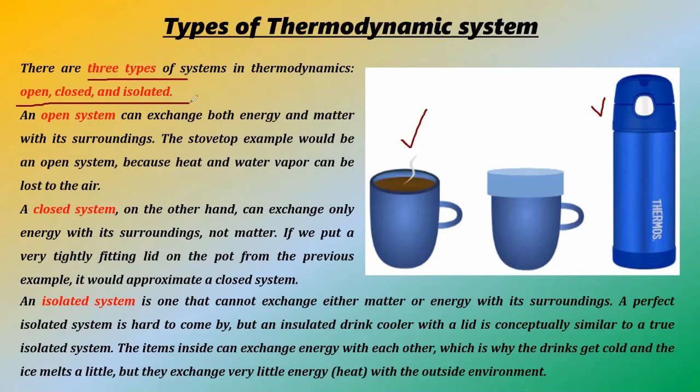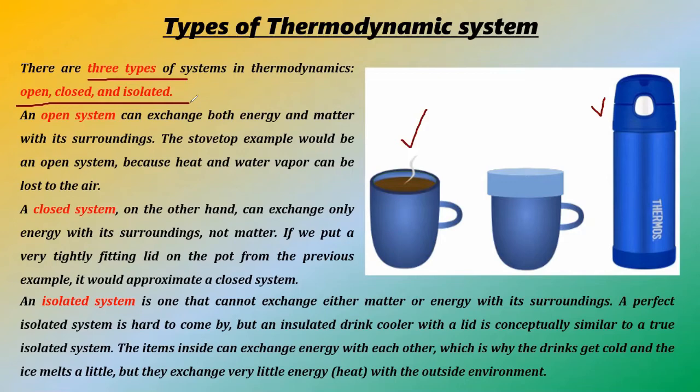Now if we discuss the closed system, then we'll see that the tea is covered with a lid, right? So now no more water vapor is allowed to escape. So mass is restricted, or matter is restricted, we can say. But again the tea will get cold after some time, so energy is getting exchanged.